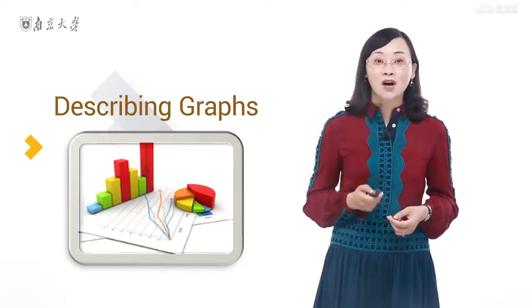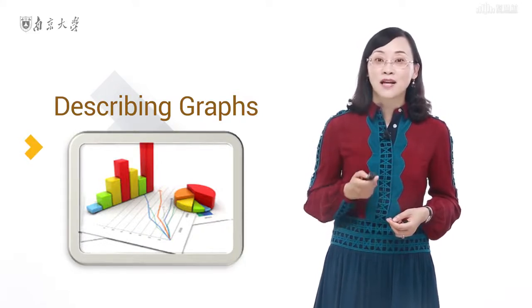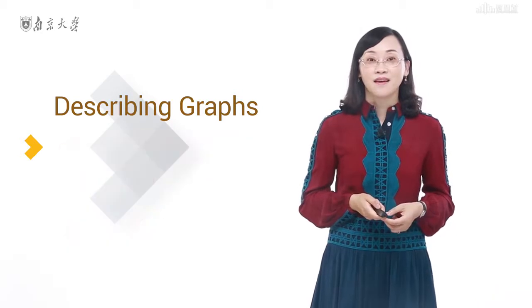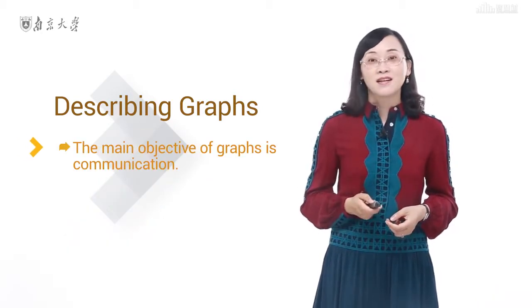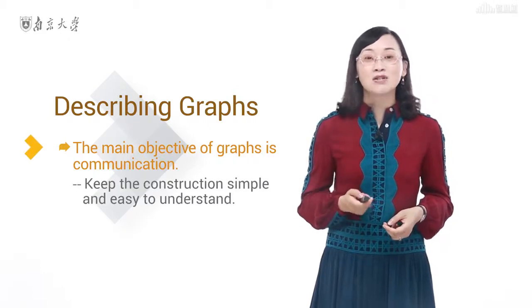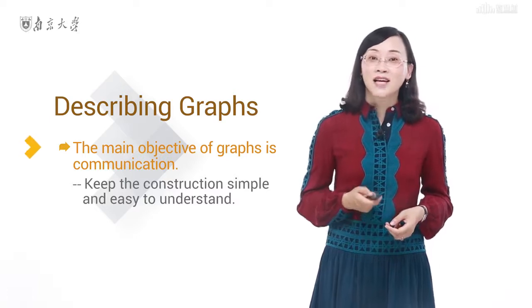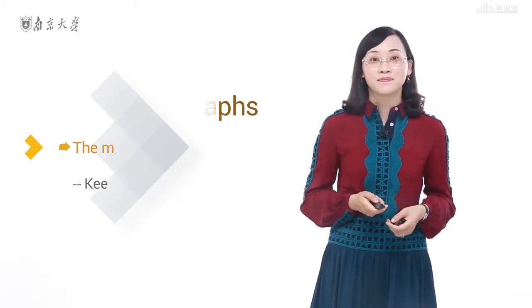You will need to carefully choose the best graph for your data and the relationship that you want to show. The main objective of graphs is communication, so you'd better keep the construction of graphs simple and easy to understand. Let's look at pie charts, bar charts, and line graphs one by one.